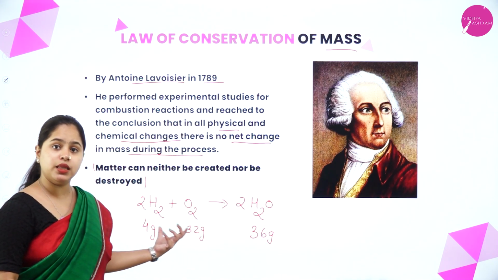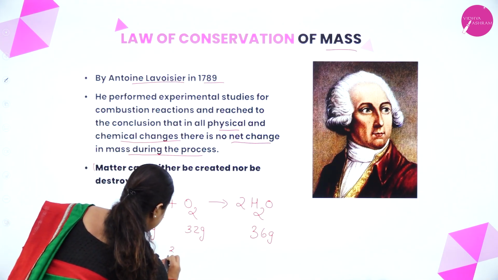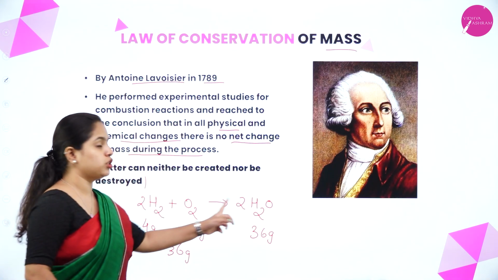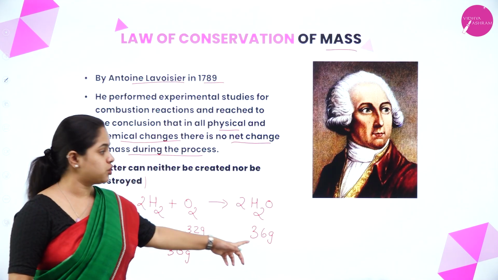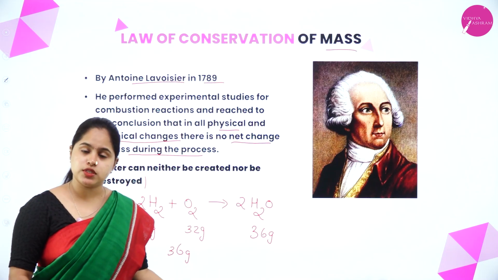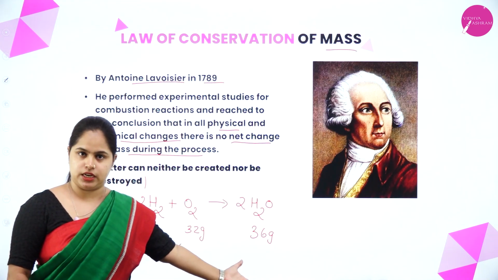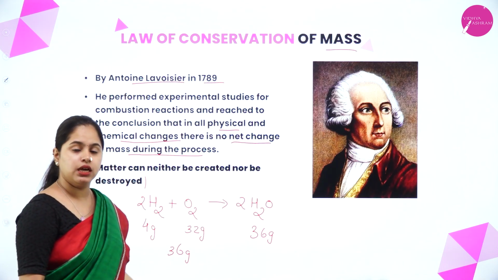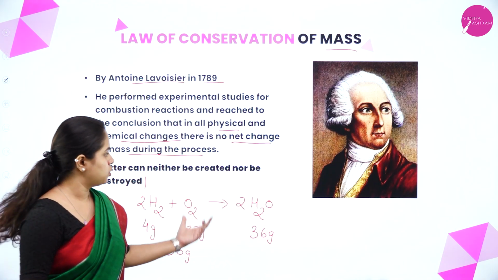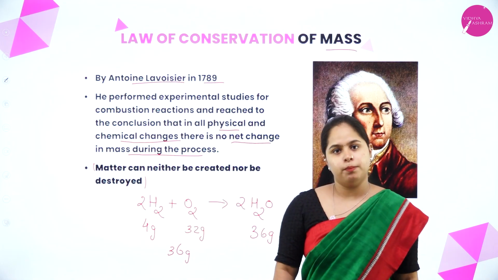So if you add the mass of the reactants, 32 plus 4, that is 36 grams, which is equal to the mass of your product, right? So there is no mass created nor destroyed in this case. The mass before the reaction is equal to the mass after the reaction. That is, the mass of the reactants is equal to the mass of products. So from here you can say that mass can neither be created nor be destroyed.